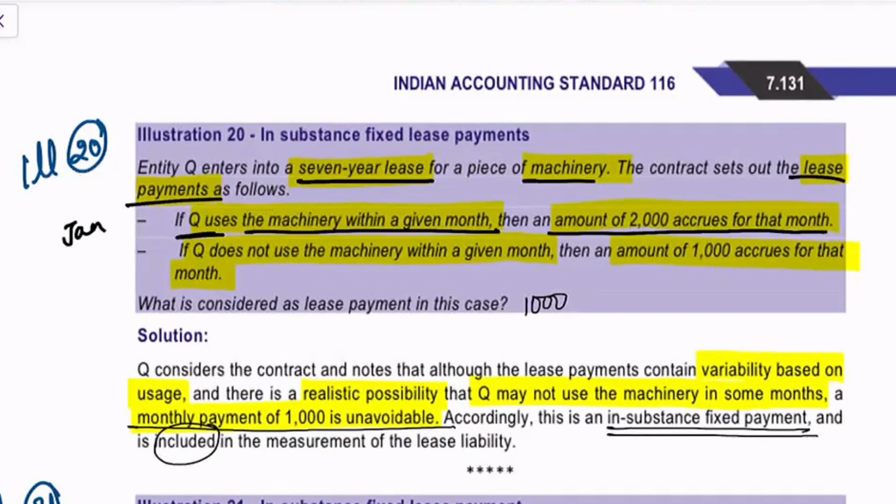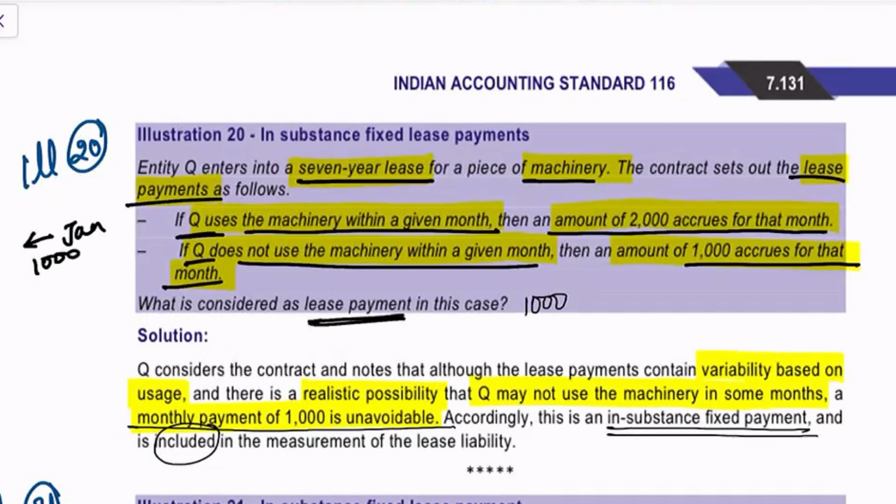In January itself, suppose they start using it, then an amount of 2,000 accrues for that month. For that month, they have to pay 2,000. If Q is not using the machinery within the given month, that is, within January, if they do not start using this machinery, then an amount of 2,000 will still accrue for that month. Then in that month, they need not pay 2,000. If they pay 1,000, it is enough. But minimum 1,000, they have to definitely pay.